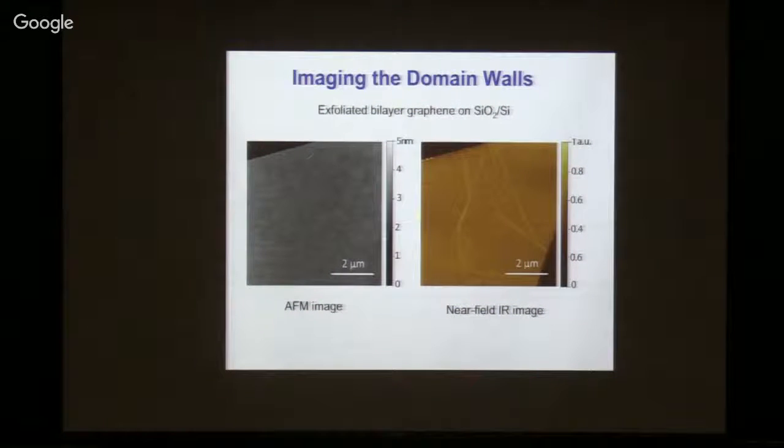So here we show a regular AFM image where you look at the topography. When you have this kind of domain wall in bilayer graphene, the topography doesn't show anything. It's just a smooth bilayer graphene. However, when we look at the optical contrast, you can see these bright lines go through the bilayer graphene. They really correspond to this stacking domain fault between AB and BA sublattice.